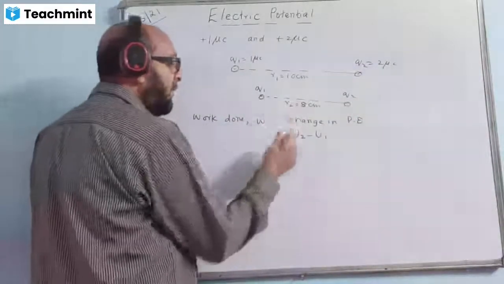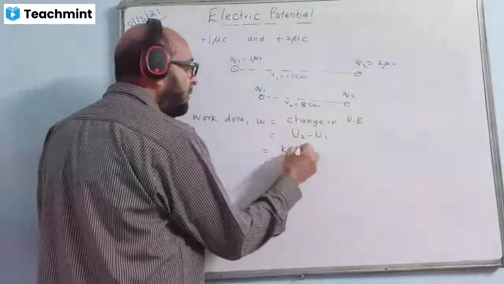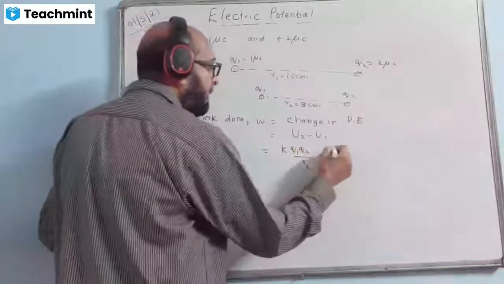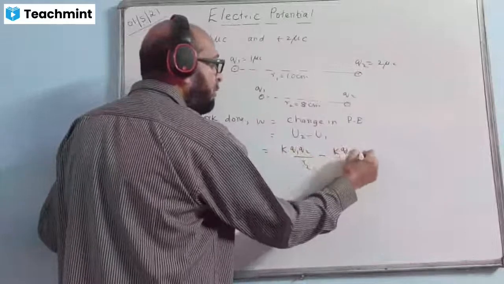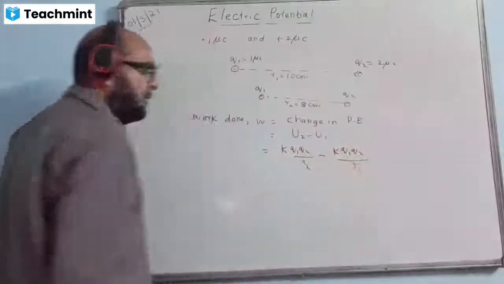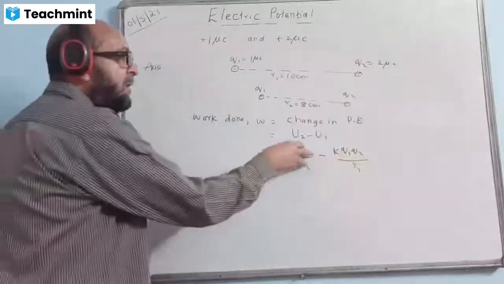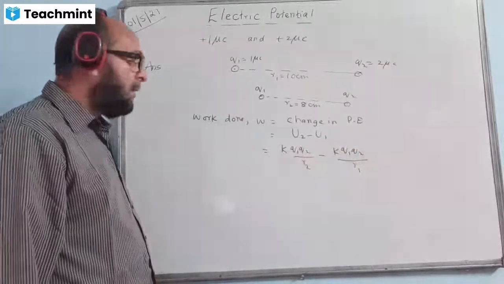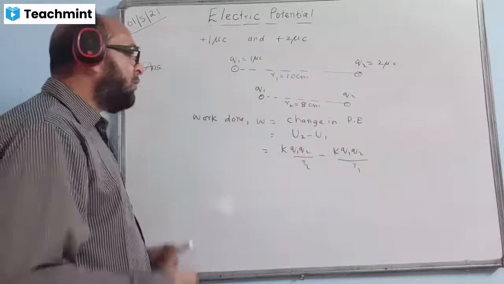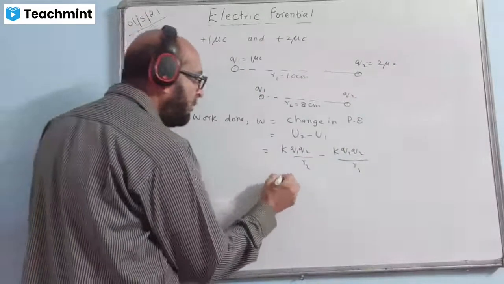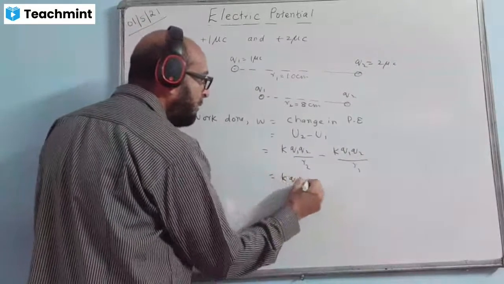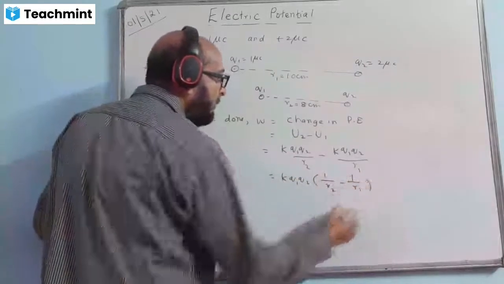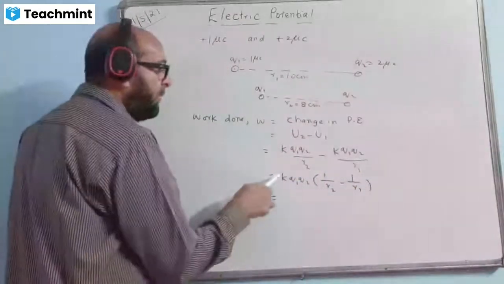U2 value is K, Q1, Q2 upon R, where R means R2 here, minus K, Q1, Q2 by R1. Final potential energy minus initial potential energy. K, Q1, Q2 by R2 minus K, Q1, Q2 by R1. We can take common here, K, Q1, Q2 bracket 1 by R2 minus 1 by R1. Now I'll put the value of k.